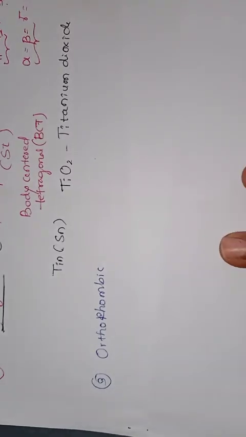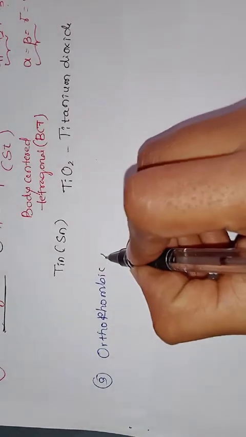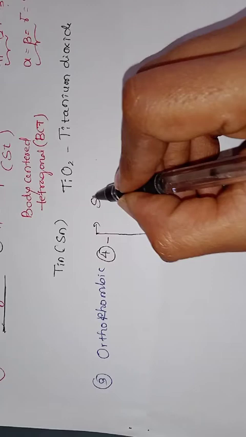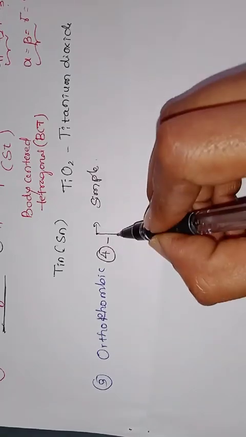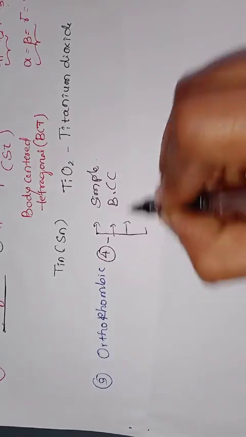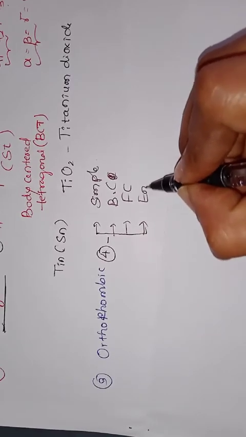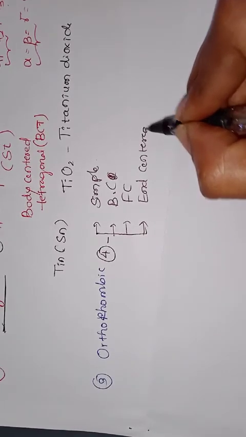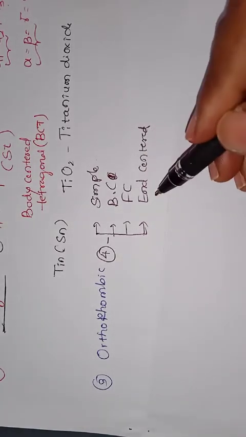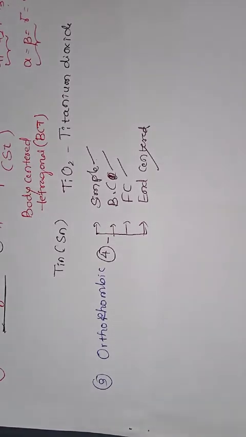Third one is orthorhombic. Here the number of lattices is 4. How many lattices are here? Here the number of lattices is 4. Those are simple, body centered, face centered and end centered. These are the 4 types of orthorhombic crystal system.